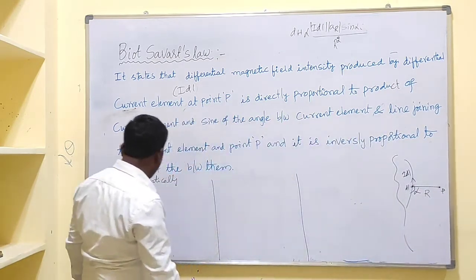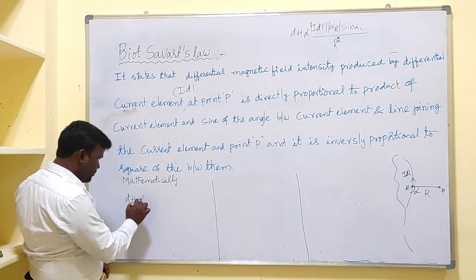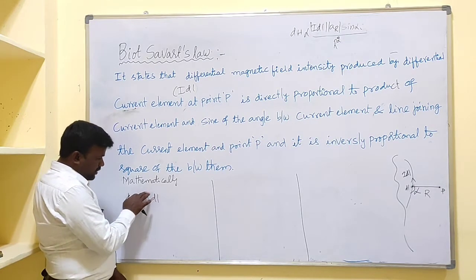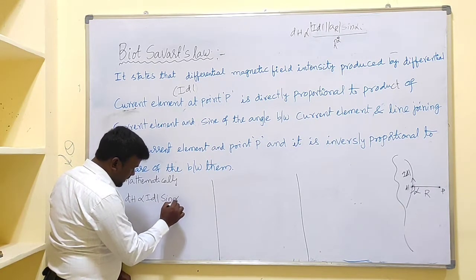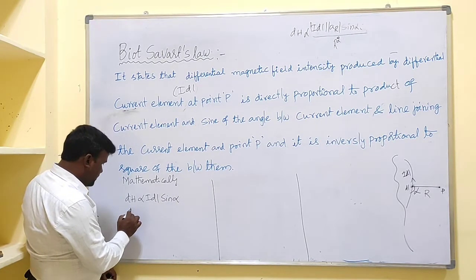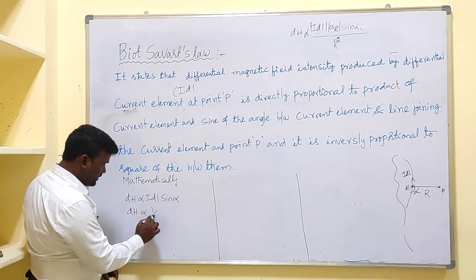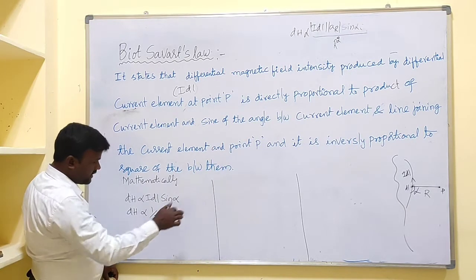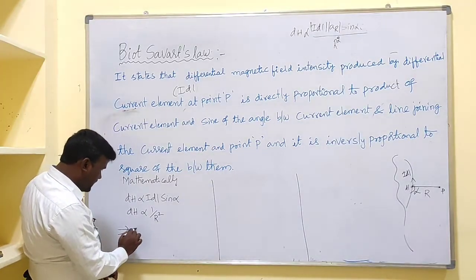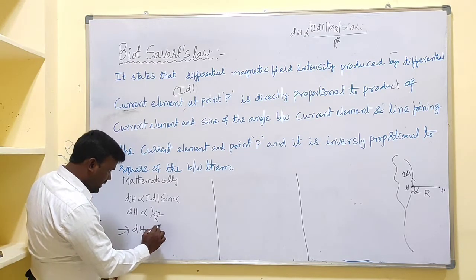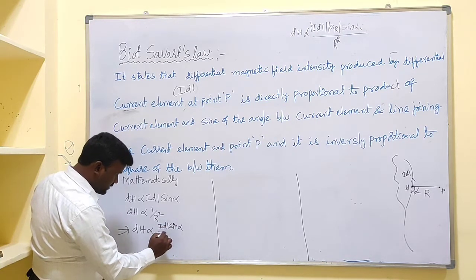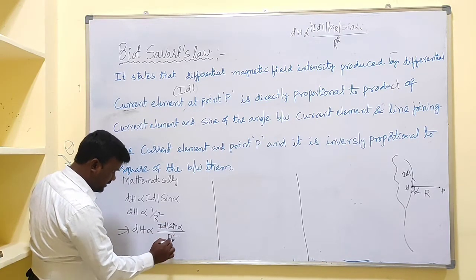Mathematically, we can write that the differential magnetic field intensity dH produced by the current element I dl is directly proportional to the product of the current element and the sine of the angle between the current element and the line joining that point P, and it is also inversely proportional to the square of the distance between them. The distance between point P and the current element we have taken as r. So by combining these, we can write dH is directly proportional to I dl sin alpha by r square.